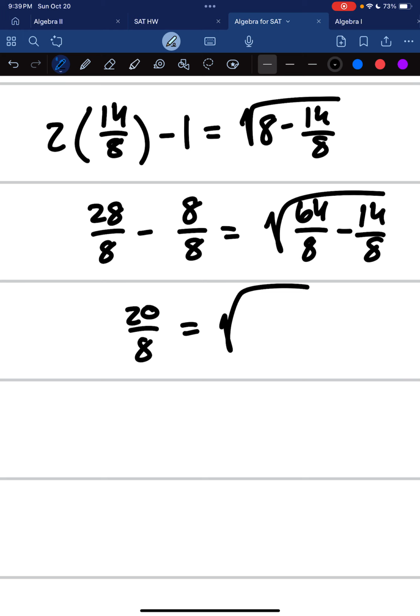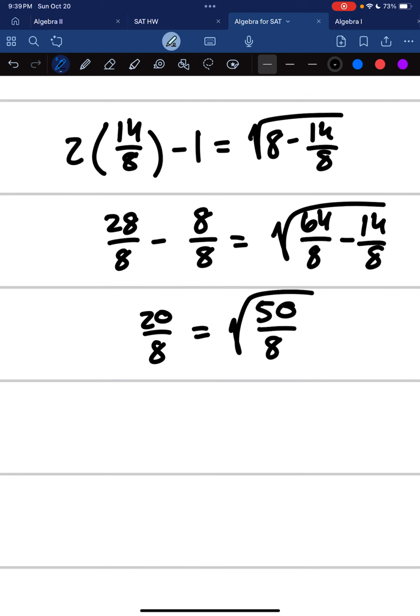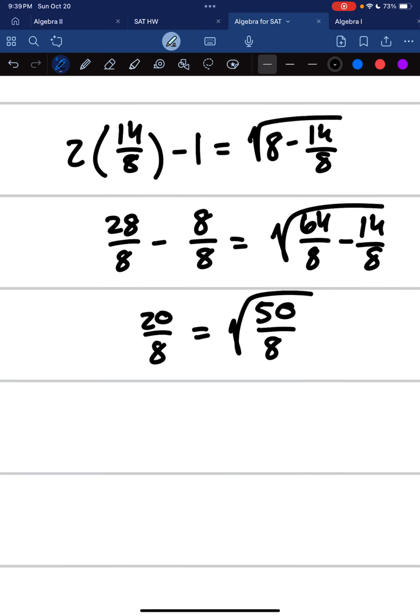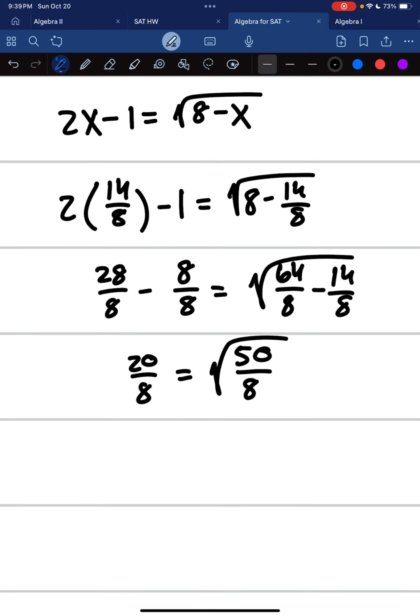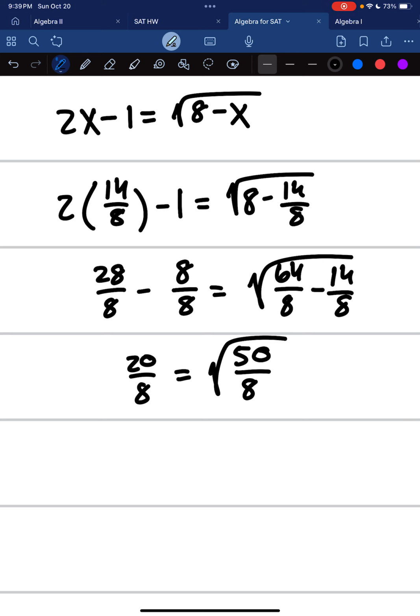let's see, 50 over 8. Let's see, was there a mistake here?